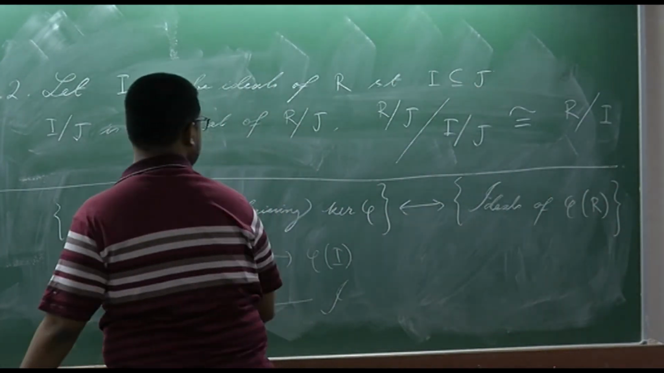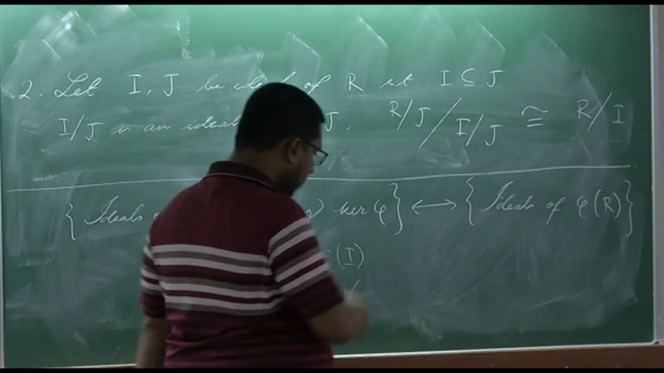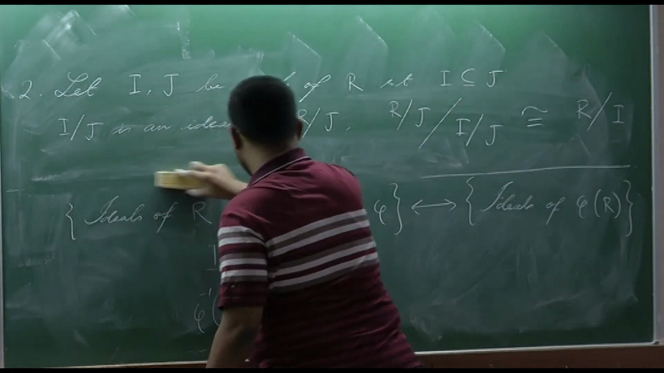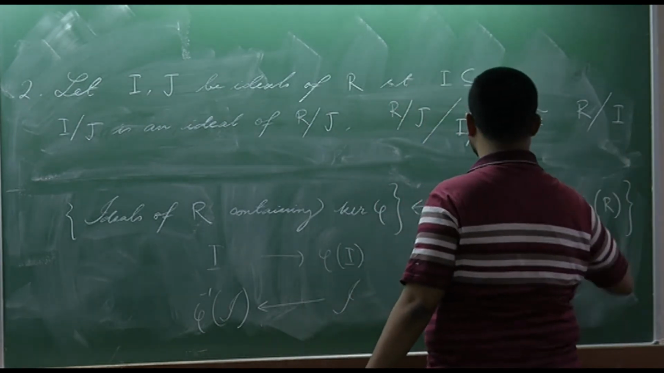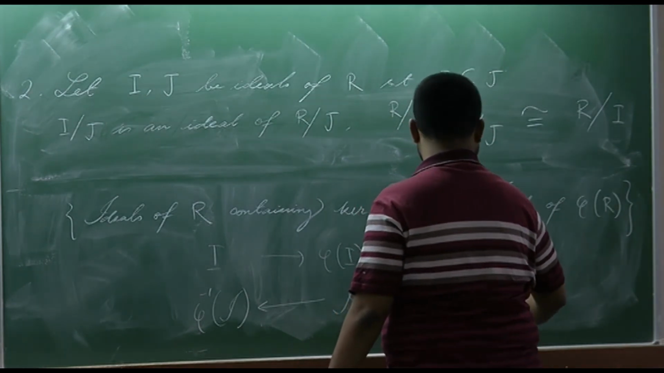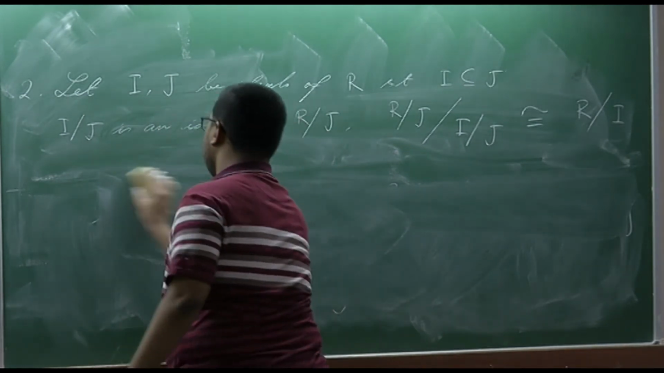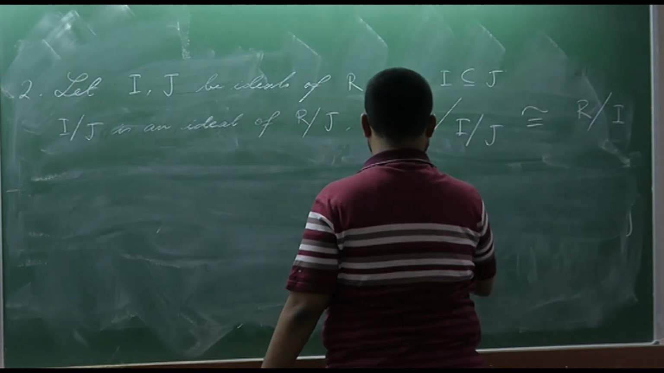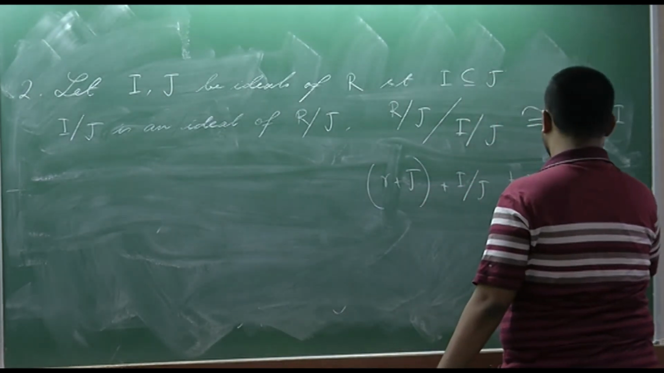So, what is this map? This map is quite easy to see. So, the most obvious choice: take an element here, let us say R plus J, we send this to R plus I. Okay.